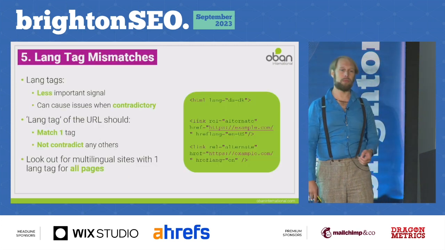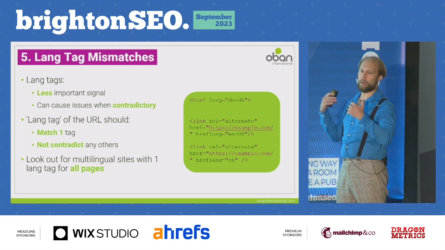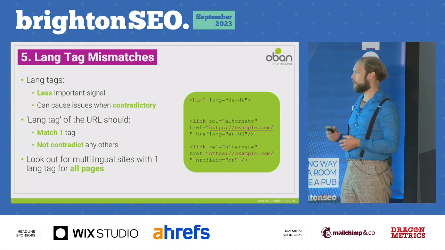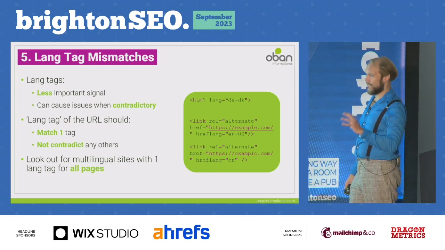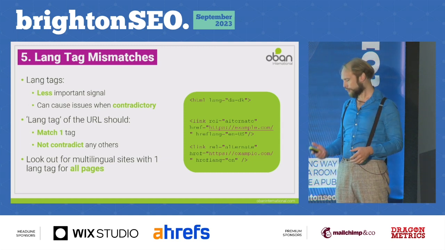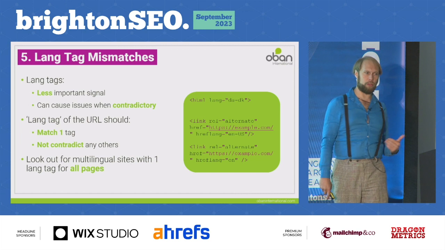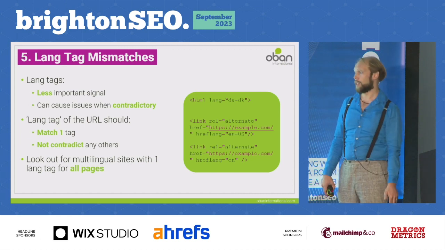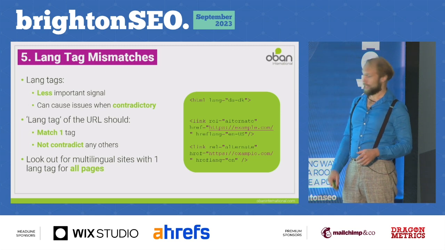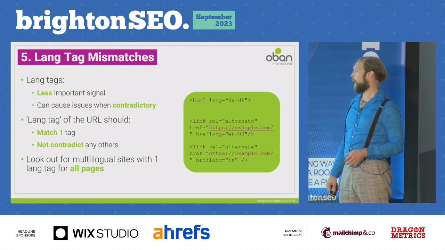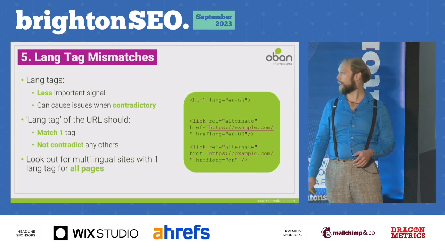If you're still having problems at this point, it's worth having a look at your lang tags. So lang tags, there's one per page. It's just for that page, not referencing anywhere else. Less important signal than hreflang, but you can cause issues if they're contradictory. So each lang tag should match at least one of the hreflang self-referencing tags and not contradict any of the others. So in this example here, we've got a lang tag for Danish for Denmark, but yeah, it disagrees with these two, which mention English as a language, so we don't like that.